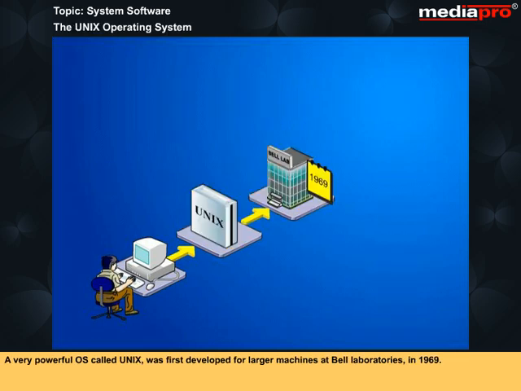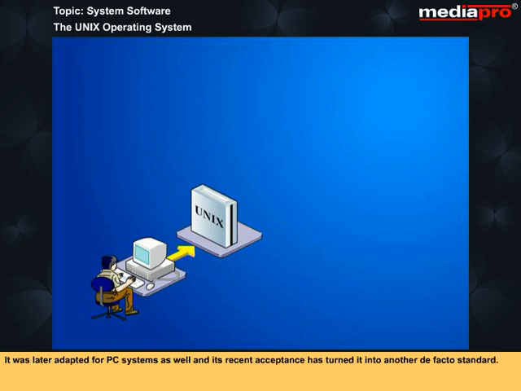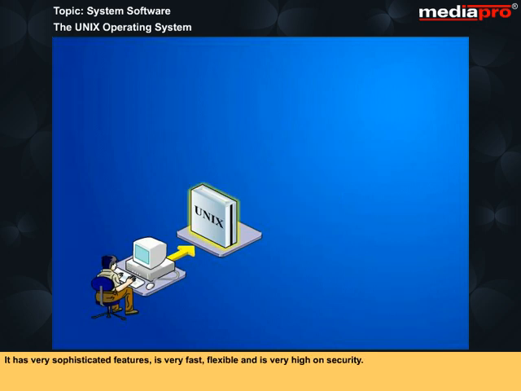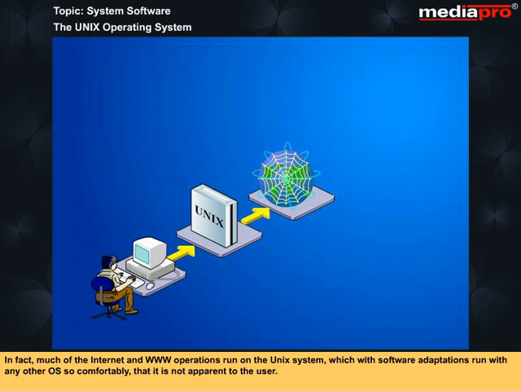A very powerful OS called UNIX was first developed for larger machines at Bell Laboratories in 1969. It was later adapted for PC systems, and its recent acceptance has turned it into another de facto standard. The UNIX OS is a multi-user, multitasking system that is used with many powerful 16 and 32-bit PCs. It has very sophisticated features, is very fast, flexible, and very high on security. In fact, much of the Internet and www operations run on the UNIX system, which, with software adaptations, runs with any other OS so comfortably that it is not apparent to the user.